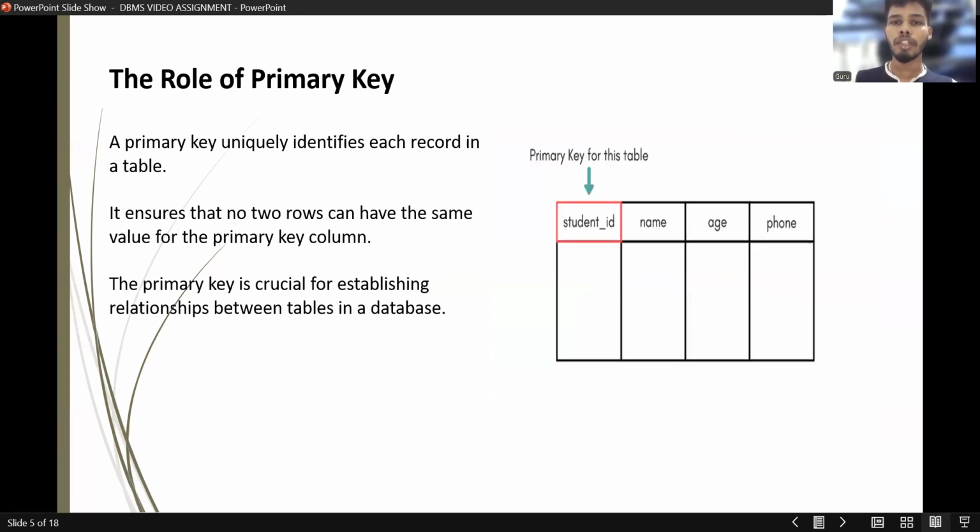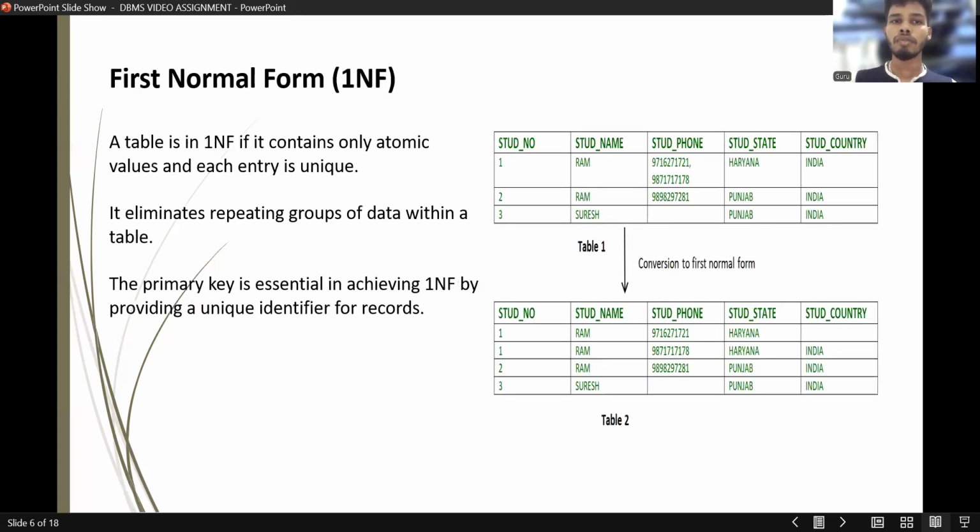Next, the role of the primary key. The primary key uniquely identifies each record, or each row, in the table. It ensures that no two rows have the same value for the primary key column. The primary key is crucial for establishing relationships between the tables in the database. And first we'll look at 1NF, that is the first normal form.